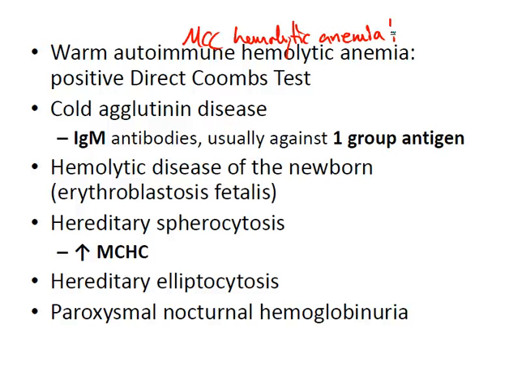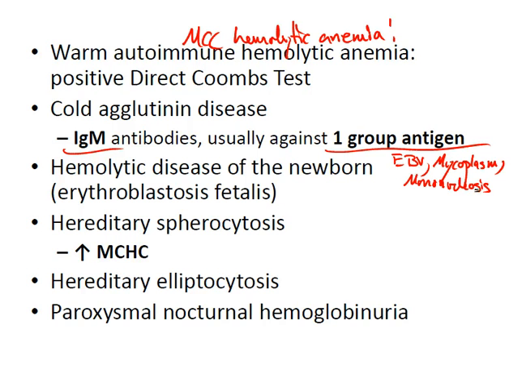So what about the cold agglutinin disease? This is IgM antibodies, usually against one group antigen. It can be triggered by EBV, mycoplasma, and mononucleosis.